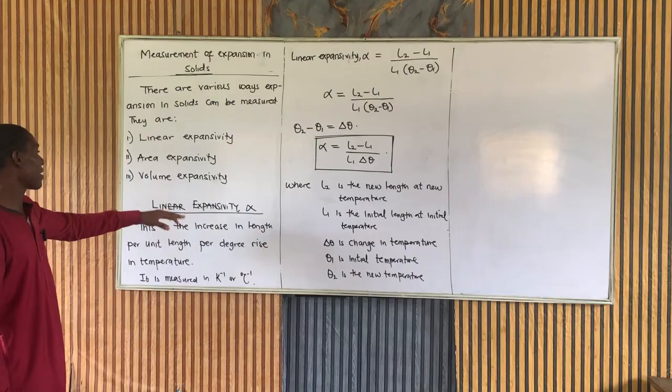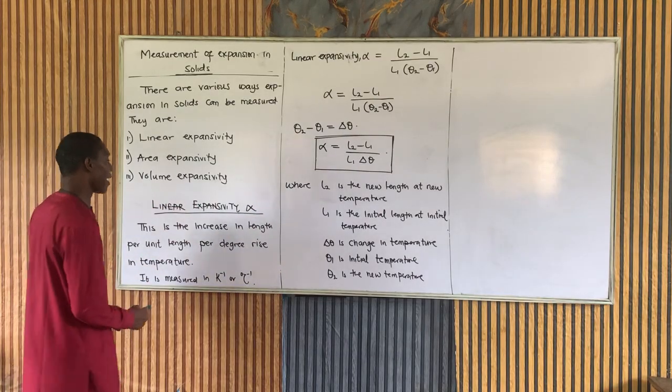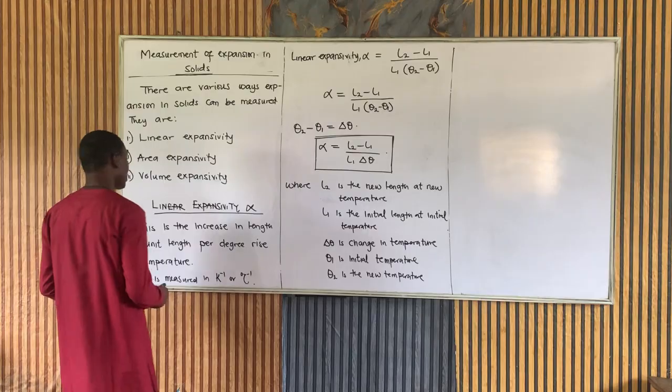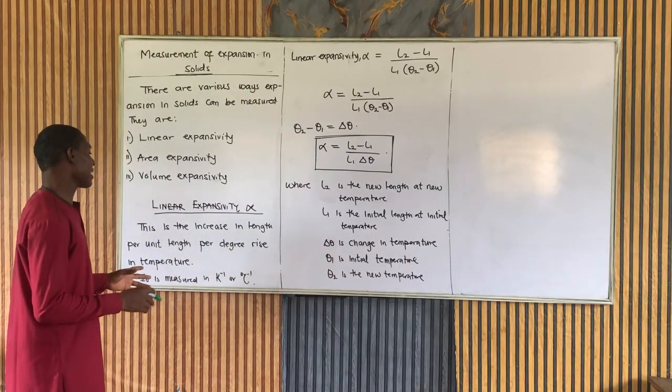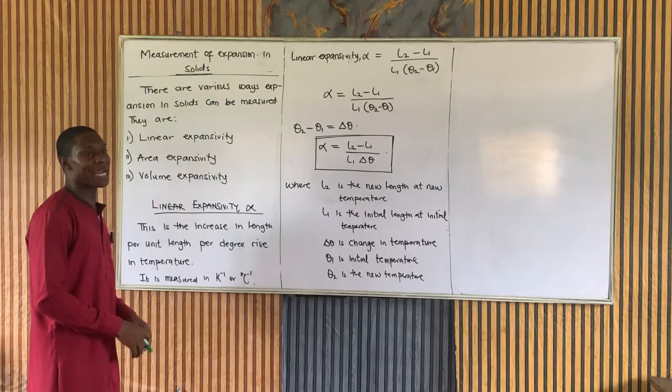So let's look at the very first one, linear expansivity, represented with the Greek letter alpha. Linear expansivity is the increase in length per unit length per degree rise in temperature.